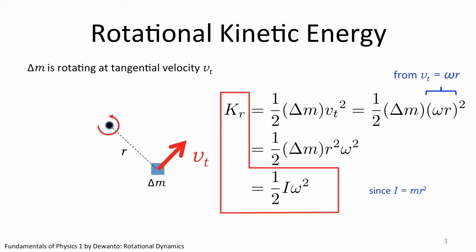And guess what? Notice the similarity between the so-called translational kinetic energy equation, 1/2 mv squared, and the rotational kinetic energy, 1/2 I omega squared. Notice how the moment of inertia I is once again associated to the inertial mass m, and the angular speed omega to the tangential speed v. Both even carry the same factor 1/2.